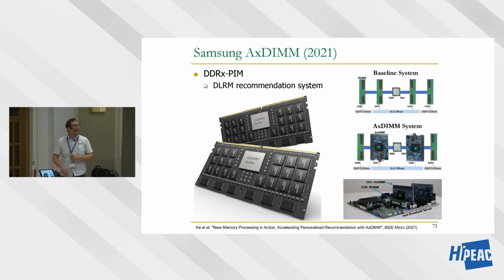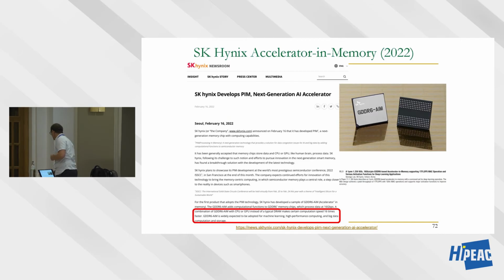And people are also building things that look like this. This is a module that's built by Samsung and Meta, Facebook, for accelerating recommendation inference. And the idea here is you have some FPGA inside this buffer chip, and you have a lot of memory chips around it, so that the FPGA can have fast access to these memory chips and accelerate recommendation systems. Again, we're going to talk about that later on.